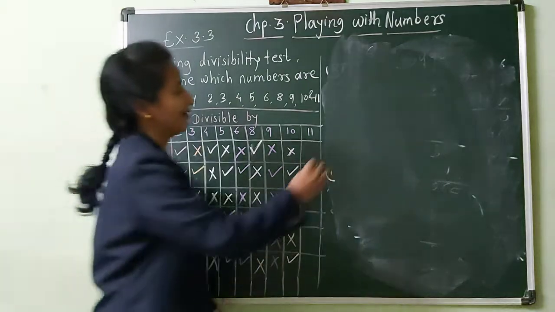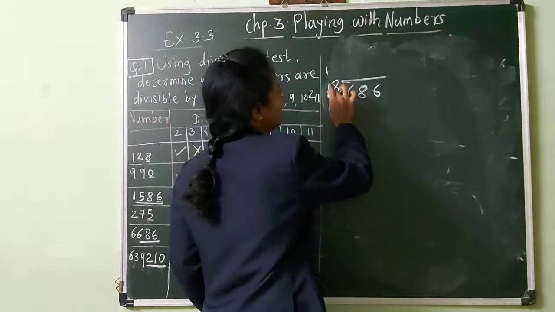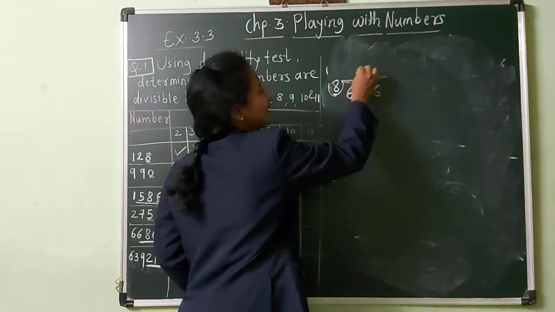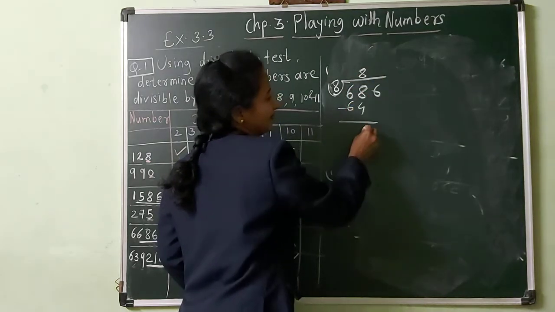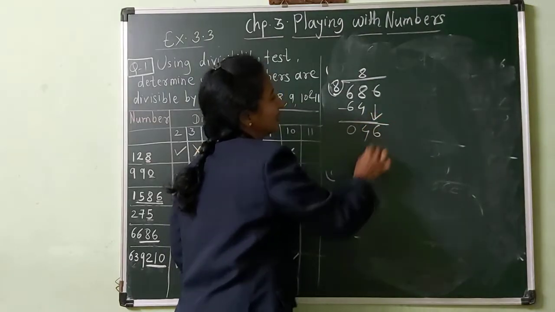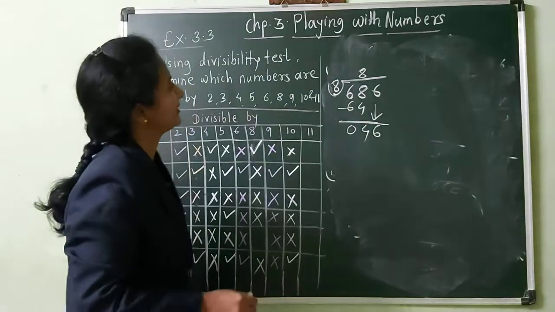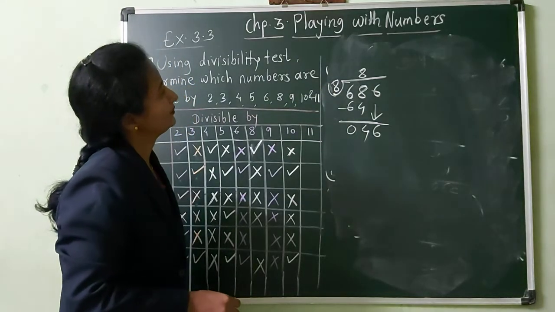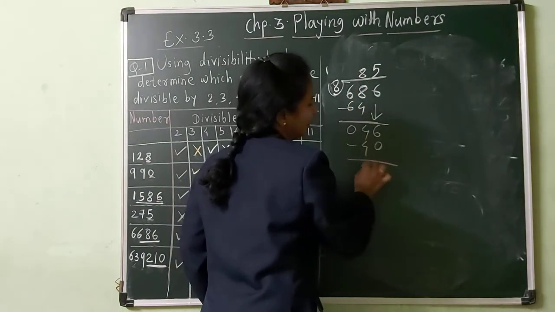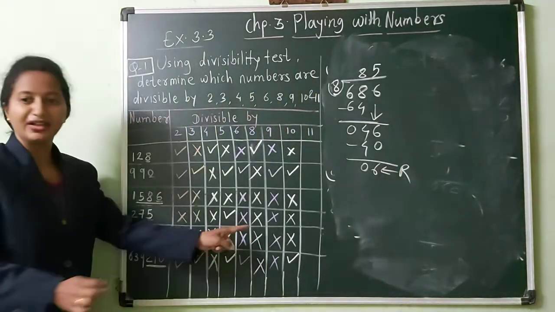So see, 686. Is it divisible by 8? Check. 8 sevens are 56. 8 eights are 64. 8 minus 4, remainder will be 4 here. 6 minus 6, 0. Bring down this 6. Then 8 fours are 32. 8 fives are 40. 8 sixes are 48. So 8 fives are 40 here. So what will be the remainder here? 6. So this number is not divisible by 8 also.